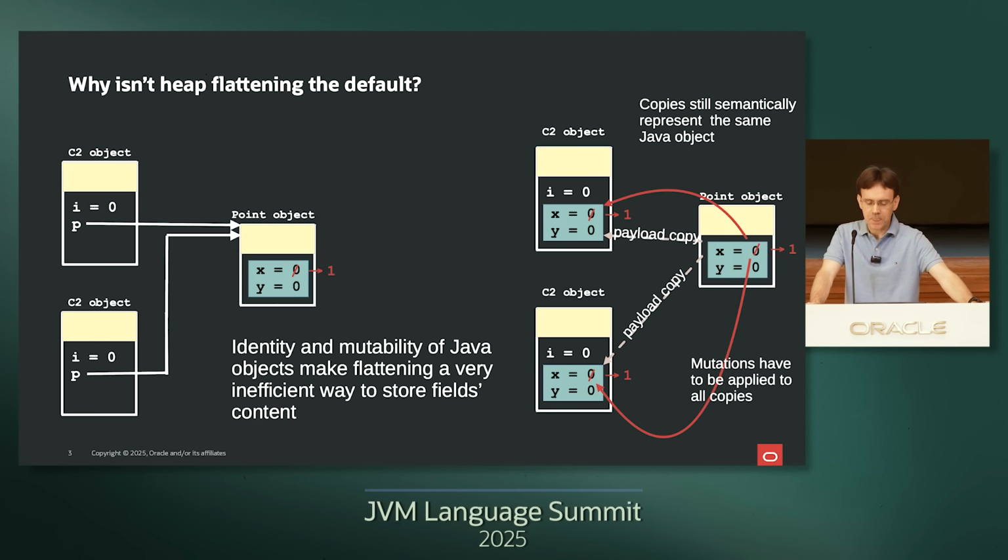On the other hand, on the right side, you can see what happens if the JVM had applied heap flattening. The JVM might have created many copies of the initial object, but those copies still semantically represent the same Java object. So any modification to the original object has to be applied to all the copies. This is a very inefficient way to store your identity objects.